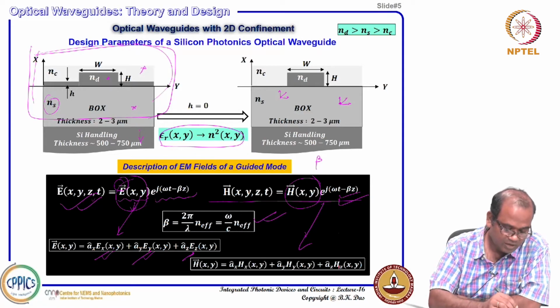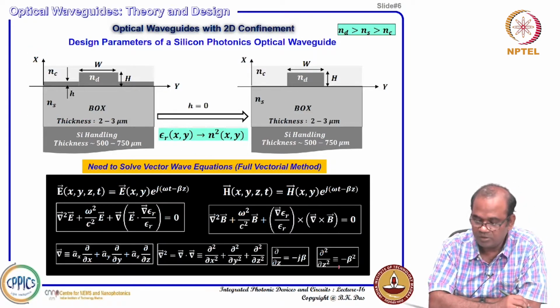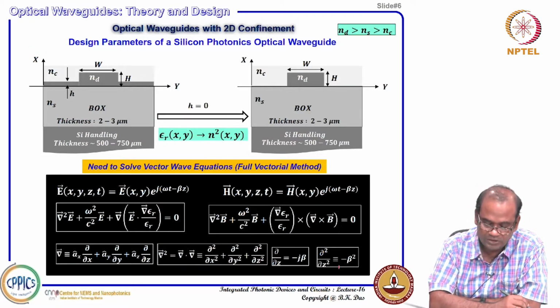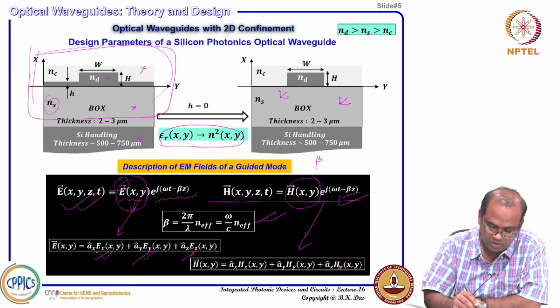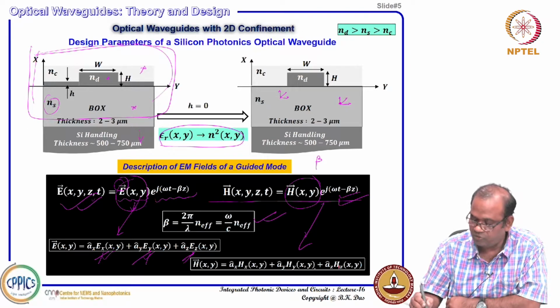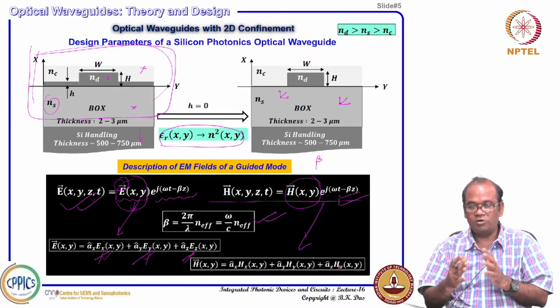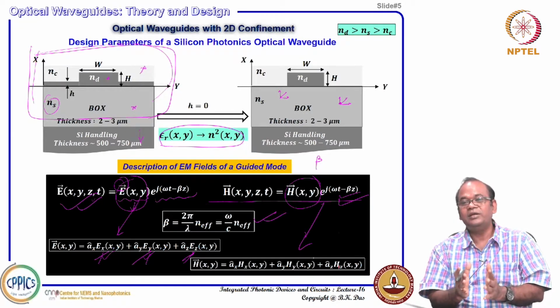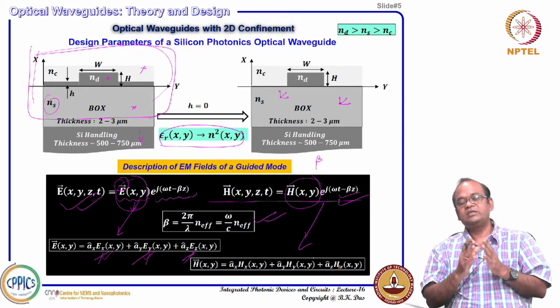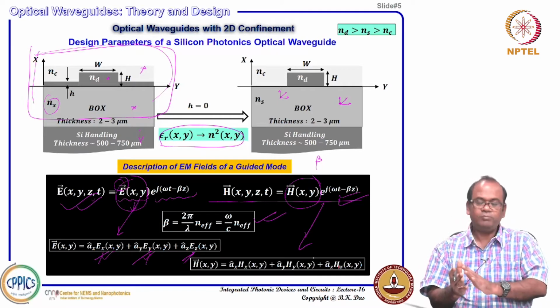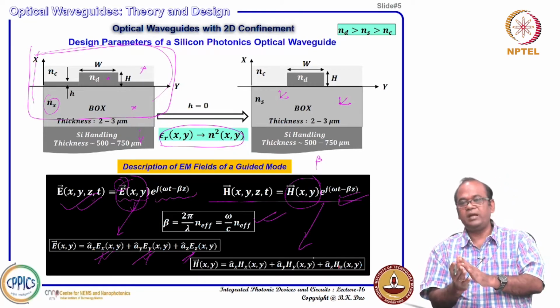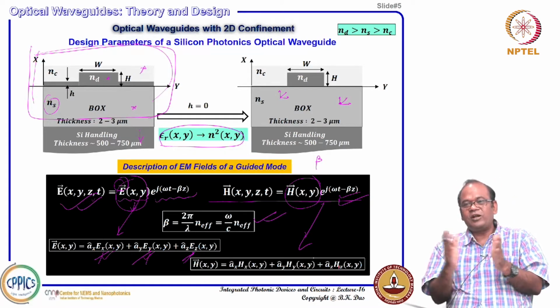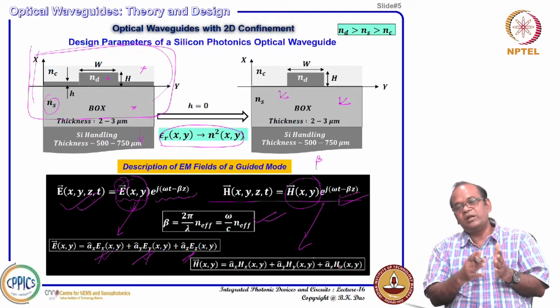Now what do we have to do? We have to now solve all these 6 components: the Ex component, Ey component, Ez component, Hx component, Hy component, Hz component. Normally all these 6 components can be there in a particular mode. When we discussed the 1D waveguide, for example, you know that we consider 2 different types of polarization, TE mode and TM mode.